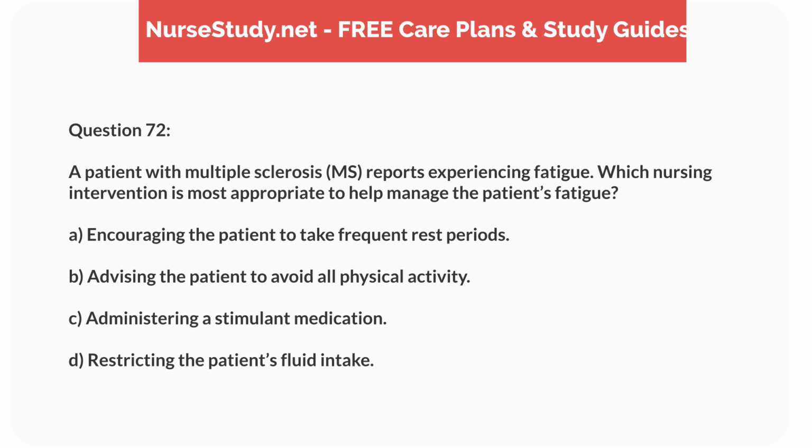Question 72. A patient with multiple sclerosis (MS) reports experiencing fatigue. Which nursing intervention is most appropriate to help manage the patient's fatigue? A. Encouraging the patient to take frequent rest periods. B. Advising the patient to avoid all physical activity. C. Administering a stimulant medication. D. Restricting the patient's fluid intake.